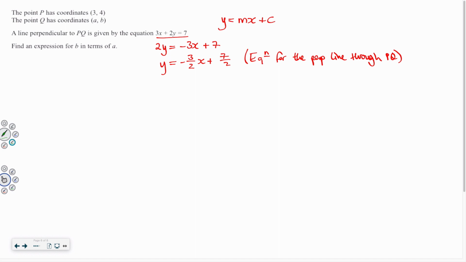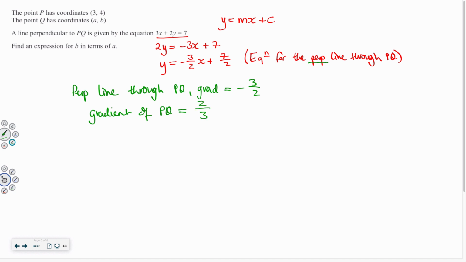Now, we want to find an expression for b in terms of a. What do we know about perpendicular lines to other lines? If we've got a perpendicular line through PQ that has a gradient of negative 3 over 2, we can say that the perpendicular line through PQ has a gradient of minus 3 over 2. So therefore the gradient of PQ is going to equal the negative reciprocal. So that's 2 over 3.